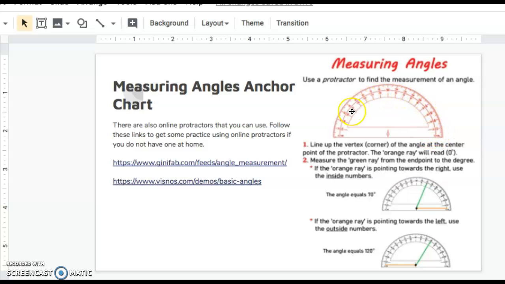It does have some inner numbers, and then it has the outer numbers, okay? So again, if your angle is on the right side, then you will read the inner numbers. If your angle is facing the left side, then you're going to be reading the outer numbers, okay? The outside numbers.